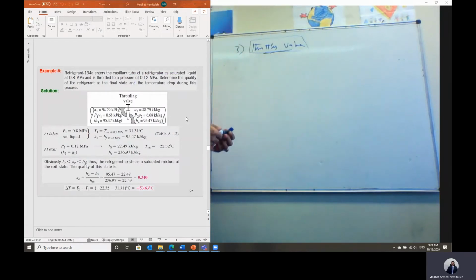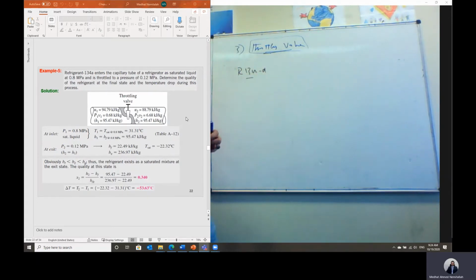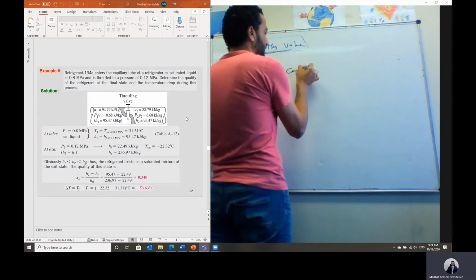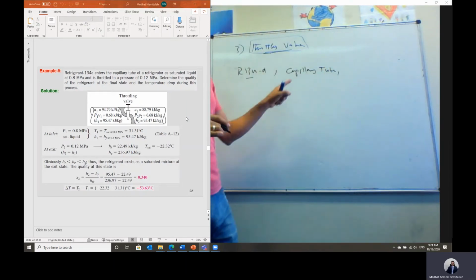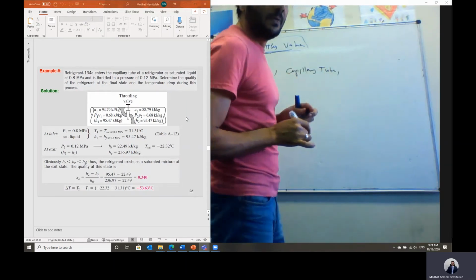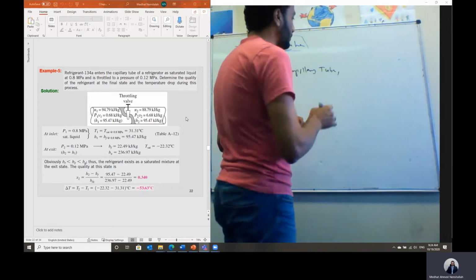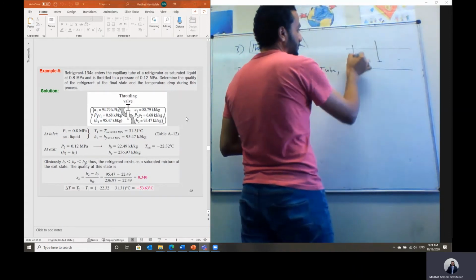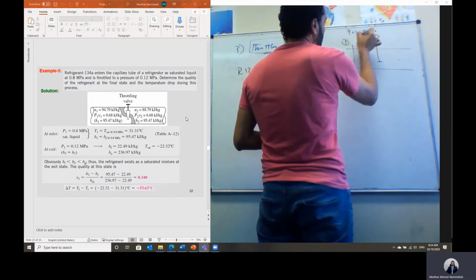Here in this example, he said we have refrigerant 134a as the working fluid. It enters a capillary tube. A capillary tube means we have a throttling valve, this is a kind of throttling valve. It enters a refrigeration system as saturated liquid at a pressure equal to 0.8 megapascal. So this is the throttling valve, coming in at cross section 1 with pressure P1 equal to 0.8 megapascal.